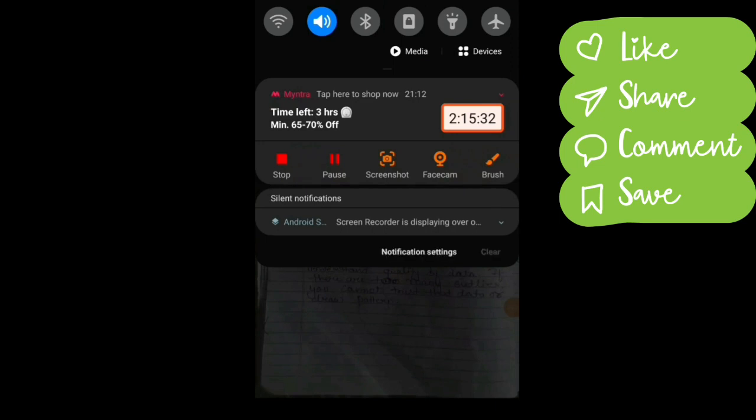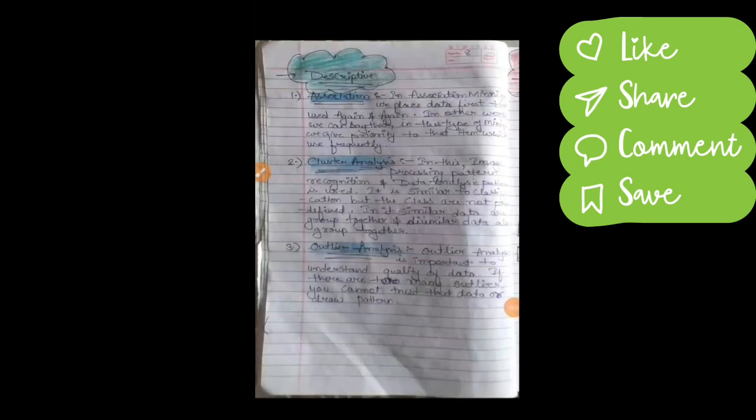Now we have outlier analysis. What is outlier analysis? Let's first learn what an outlier is. In a more general context, an outlier is an individual that is markedly different from the norm in some respect. Important to understand the quality of data.